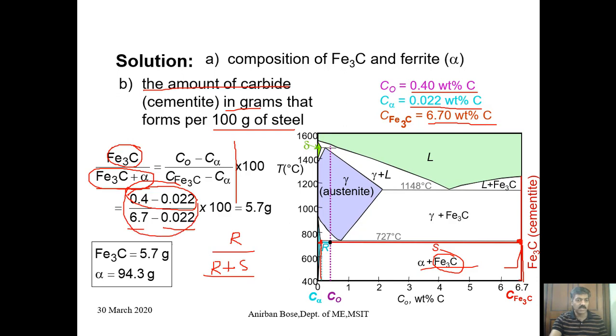If this is the weight fraction, then how much cementite is present in 100 gram of steel? Simply this weight fraction multiplied by 100 will give you how much cementite is present. Similarly, you can find out how much ferrite is present. In that case, you have to take the opposite term, or you can simply subtract from the 100, and you will get the answer.